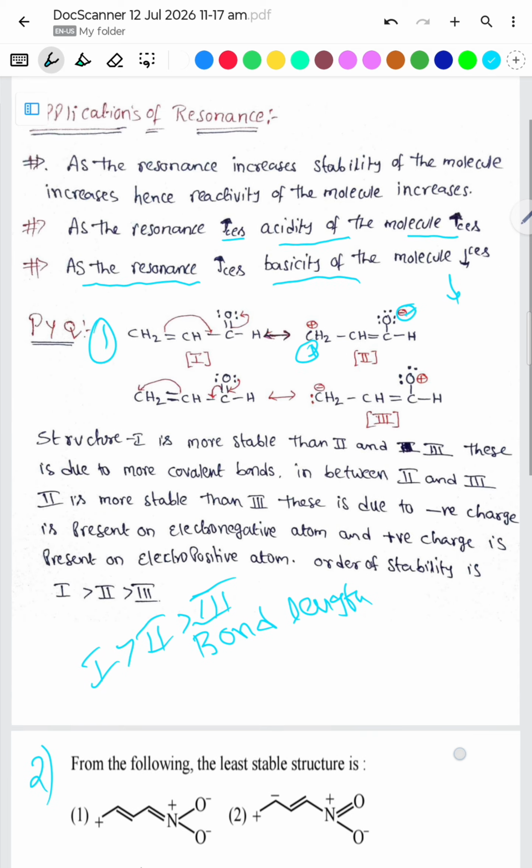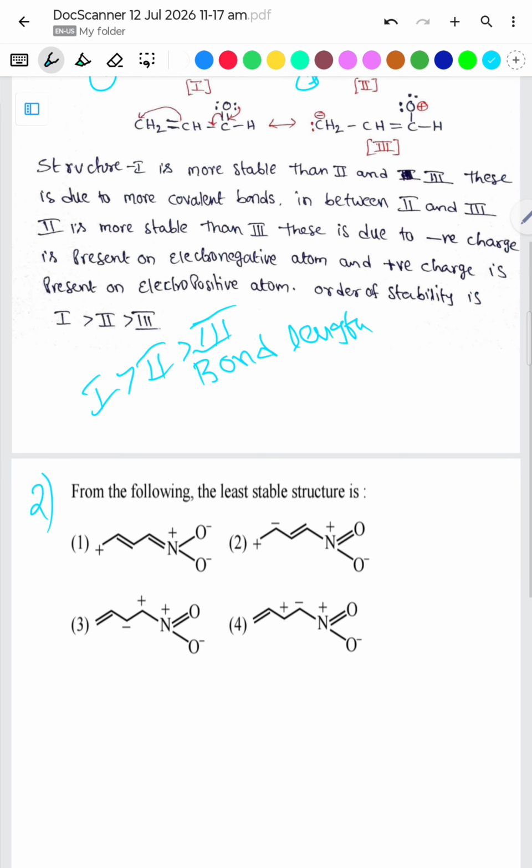Next, a question that was asked in the January 2026 JEE. From the following, which is the least stable structure? Here the third one is the least stable structure, because both the positive charges are side by side. Because like charges repel, instability is generated. So the least stable is the third option.